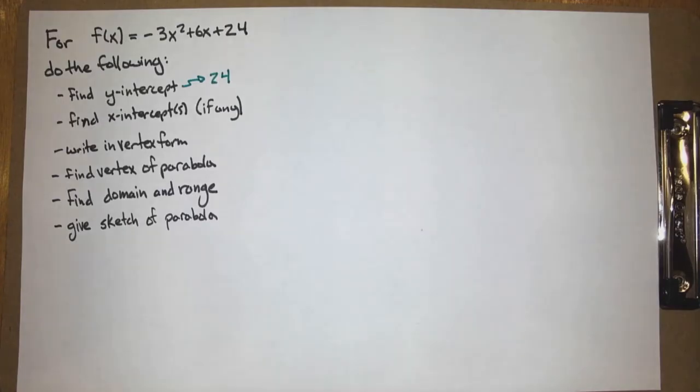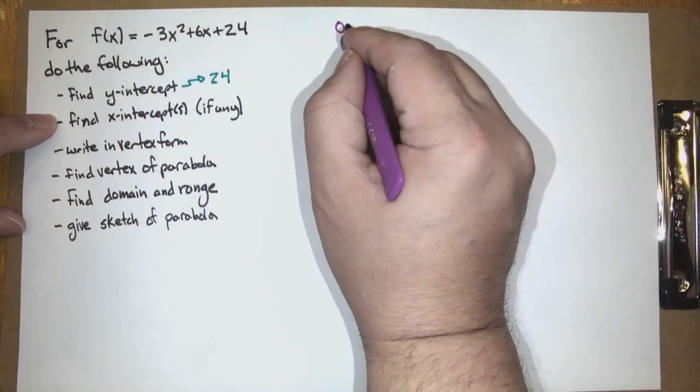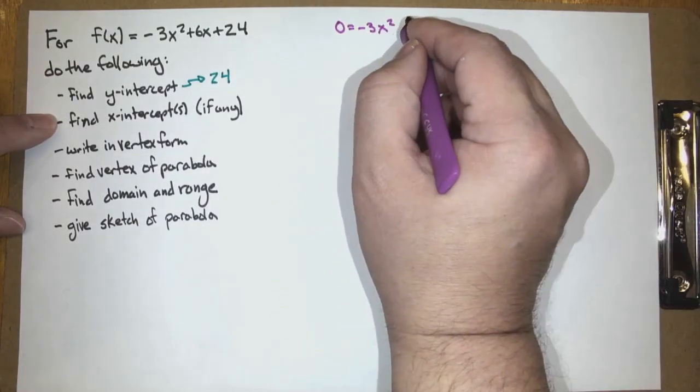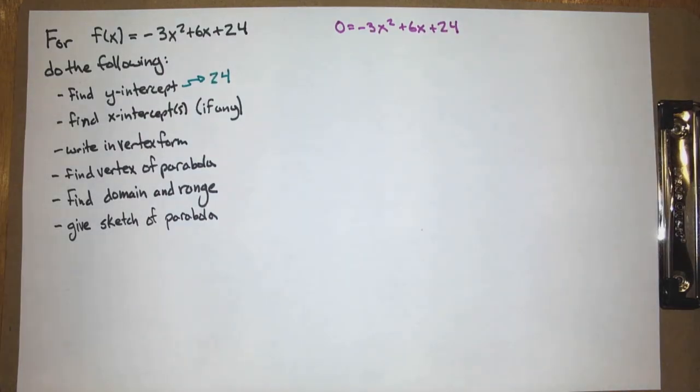Okay, now let's go to x-intercepts. So x-intercept says, hey, set the output equal to 0. So we can do that and solve for x. And we can do this in any way that you want. So, what would you like to do? Would you like to attempt to factor? Would you like to use the quadratic formula? Attempt to factor? Okay, is there anything we can do before we attempt to factor to make our lives a little bit easier?